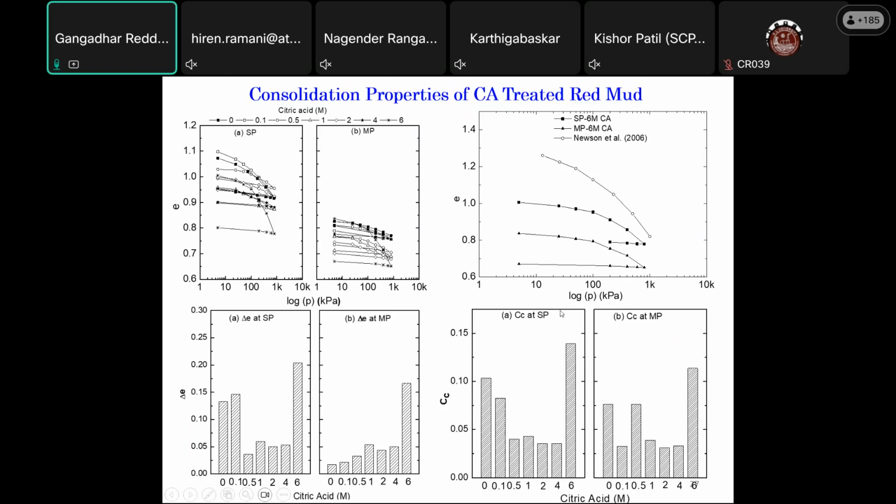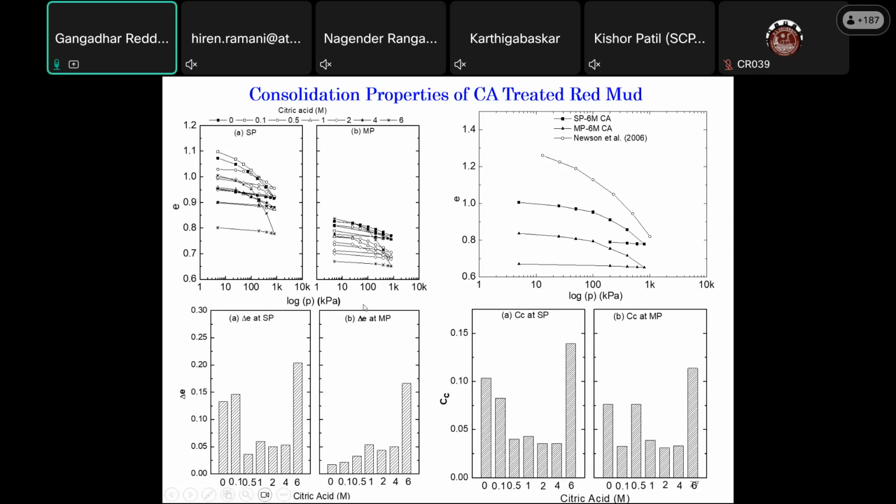So it shows that even with the utilization of citric acid, the CC values are well in range, but the important thing here is that if you are using a high molarity of citric acid, there is some kind of breakage of bonds between the soil particles. That is the reason why you can see the CC values getting reduced. So it says that there is a breakage of the soil-lime bonds which are present in the red mud.